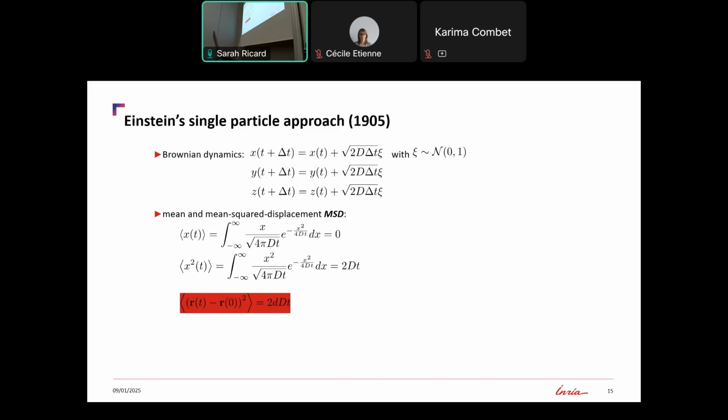Now, another quantity that will be very important is the average. So with this bracket notation, I will use it for the population average. That means that for me, the average of x of t with bracket notation is the population average, meaning that if you have n molecules, it's 1 over n times the sum of the positions xi. So if you do that, the mean displacement, the mean of x, is 0.